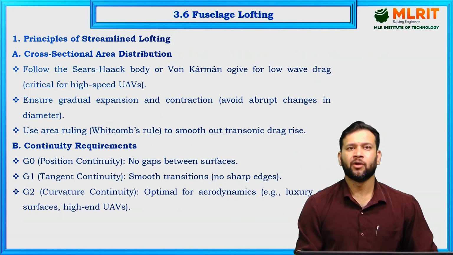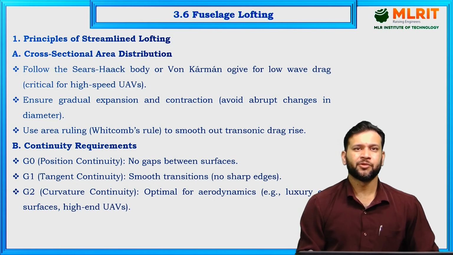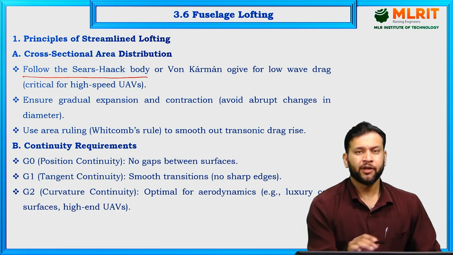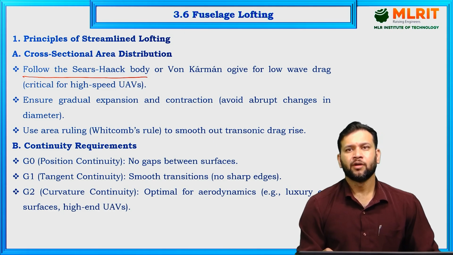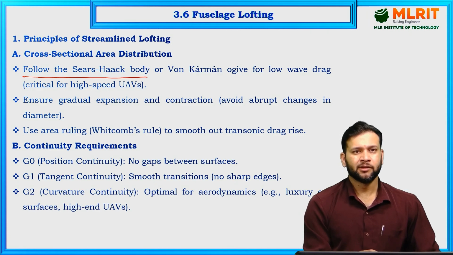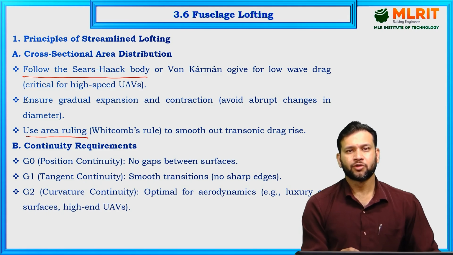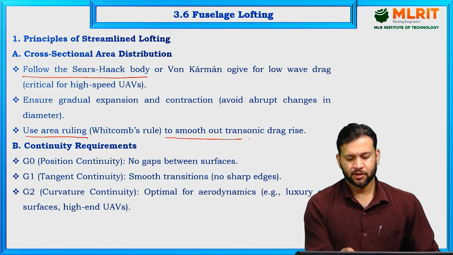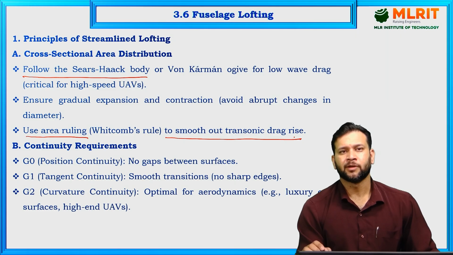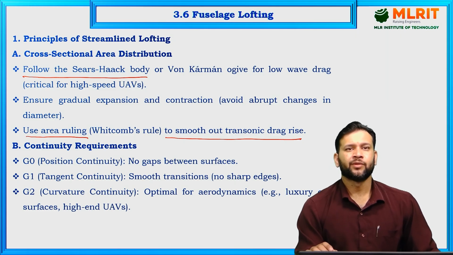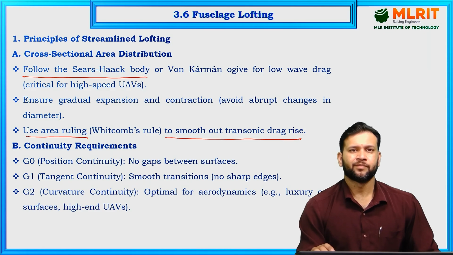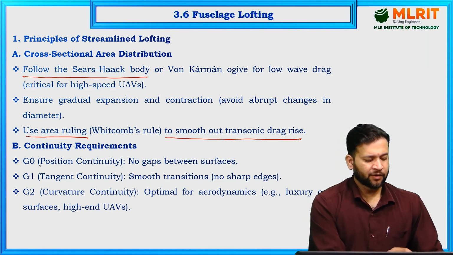Principles of streamlined lofting. First one is cross-sectional area distribution. We follow the Sears-Haack body or von Karman ogive for low wave drag, which are critical for high-speed unmanned air vehicles. It ensures gradual expansion and contraction by avoiding abrupt changes in diameter. And the third category which we follow is use of area ruling, that is Whitcomb's rule, to smooth out transonic drag rise. One example for this area ruling is the Coke bottle shape, which was a reference for designing a transonic aircraft.